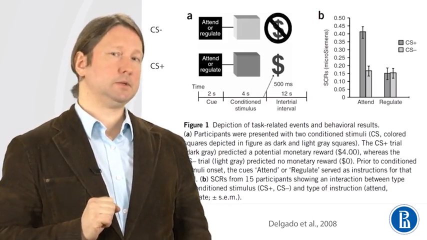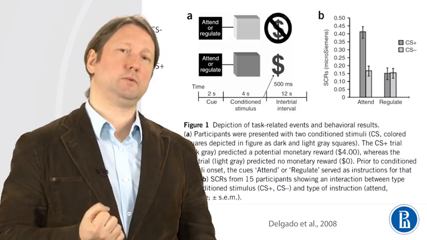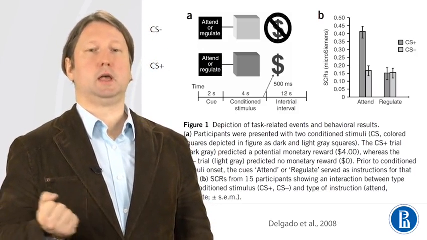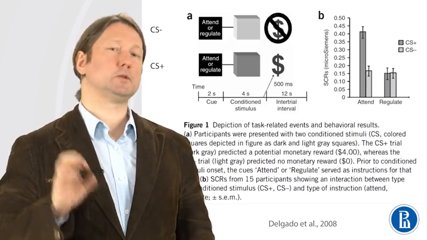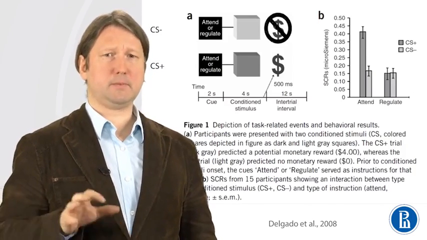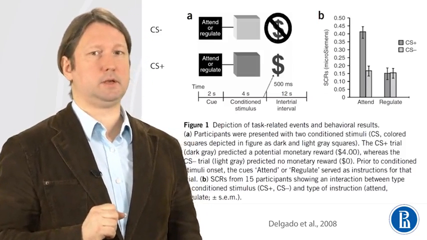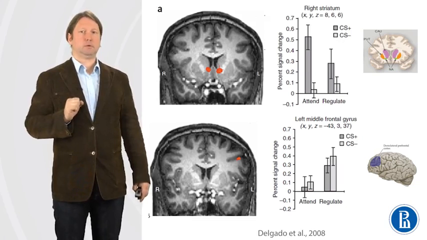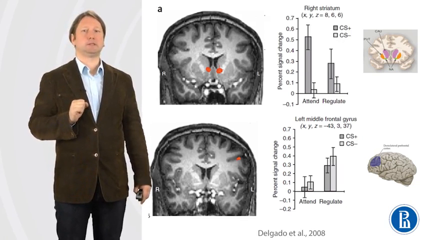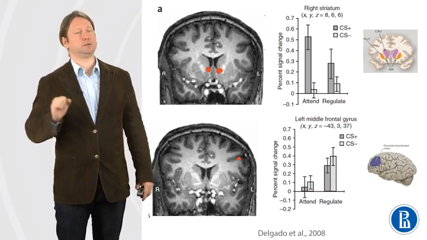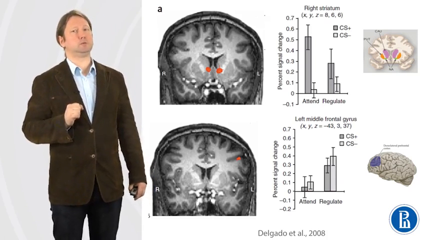But in the condition when subjects self-regulated emotions, we see no difference between cues predicting rewards and predicting no rewards. So subjects successfully self-regulated emotions in this study. But let's look inside the brains of our subjects. First of all, we will see that the ventral striatum, nucleus accumbens, was activated when subjects anticipated monetary rewards compared to the trials when subjects anticipated no monetary rewards.